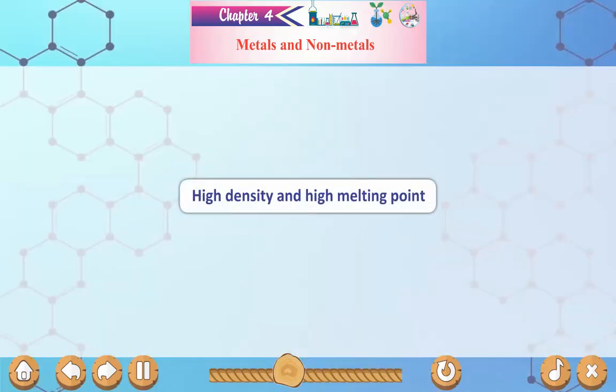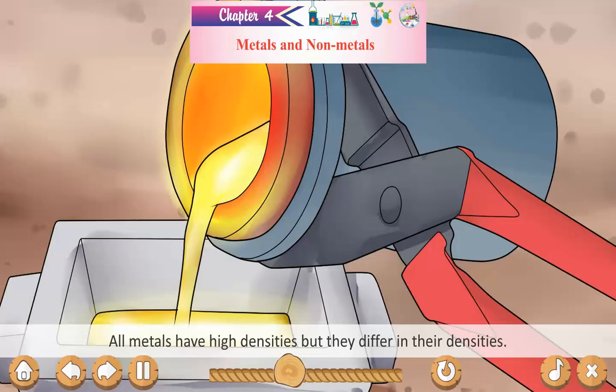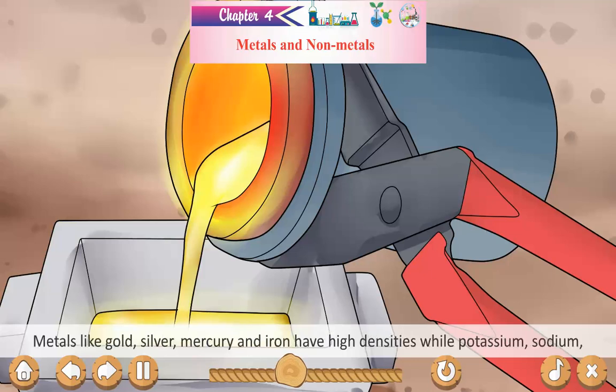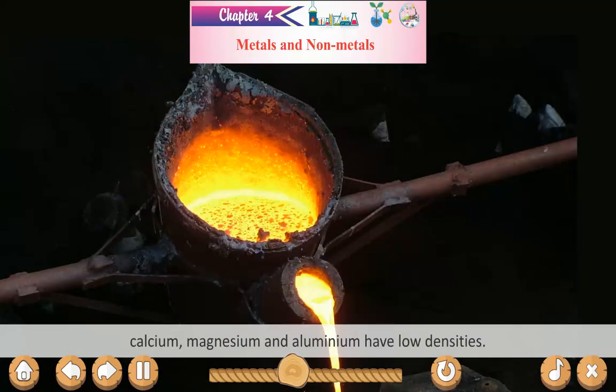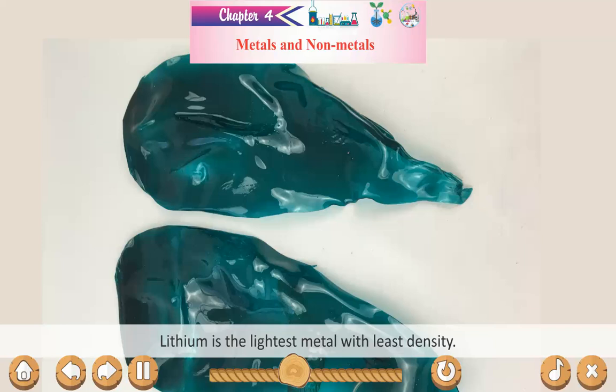High density and high melting point. All metals have high densities but they differ in their densities. Metals like gold, silver, mercury and iron have high densities while potassium, sodium, calcium, magnesium and aluminium have low densities. Lithium is the lightest metal with least density. Metals have high melting and boiling points except sodium and potassium that have low melting and boiling points.